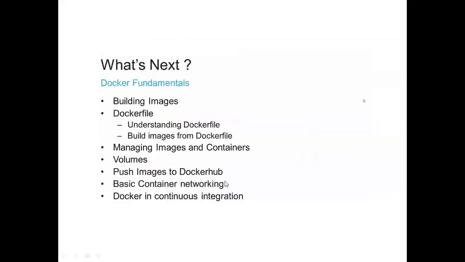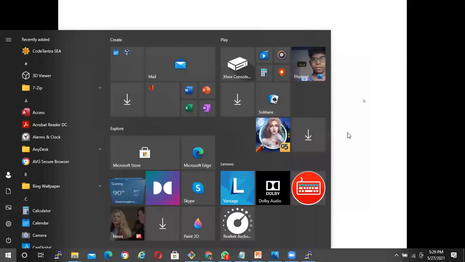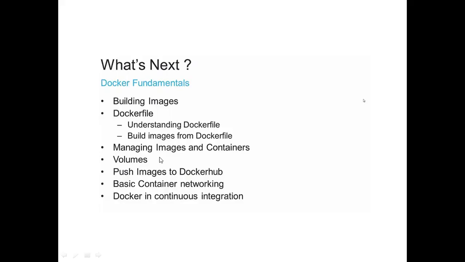Okay, these are some of the references. What's next? We have some good time, I think we can start. So we'll now discuss building images, Dockerfiles and understanding them, managing those images, volumes, and then pushing those images to Docker Hub. Then we'll talk about some of the basic container networking, and then Docker in the CI process.